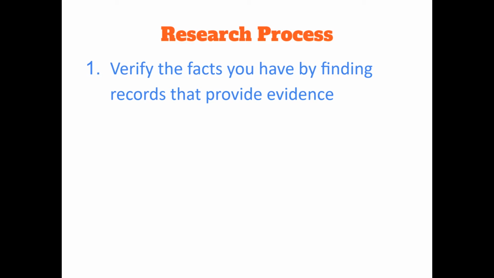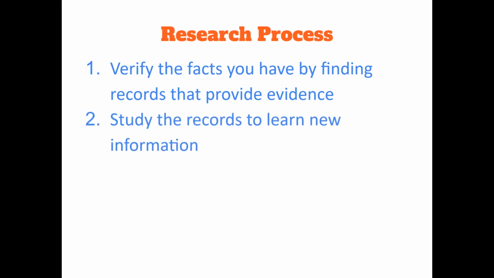The next step, once you've shored up that foundation by verifying those facts with records that provide evidence, is to study those records and see what information they include that you were not trying to prove. So that marriage record may list the birthplaces of your grandparents. Maybe I hadn't thought about that. Maybe that's a new thread to pull. Or maybe that birth record lists the parents' names, and you knew about the child, that child is your grandmother, but you weren't really sure about her parents' names. Now you've got new information that you can continue to pursue.